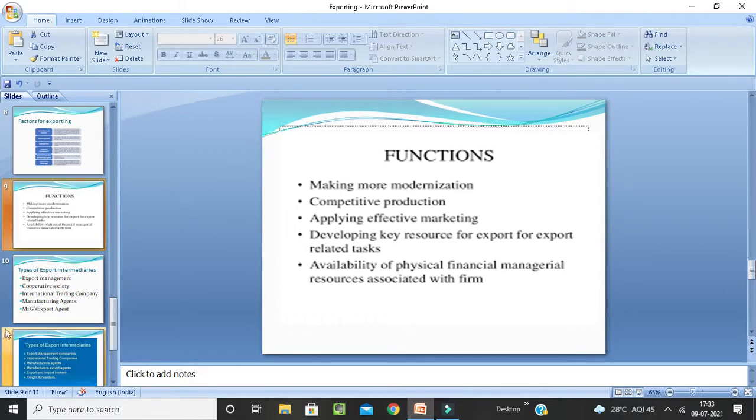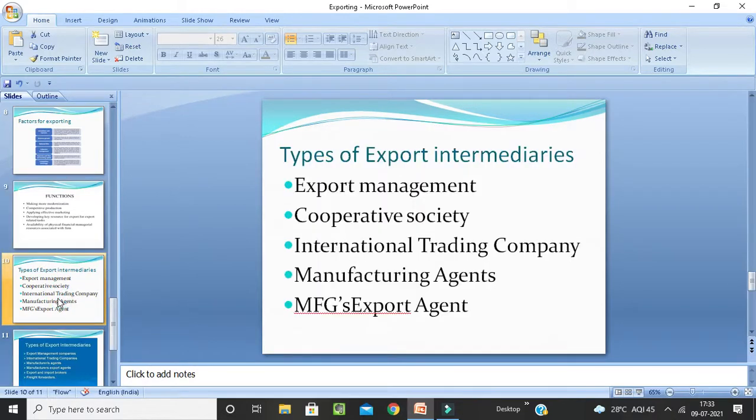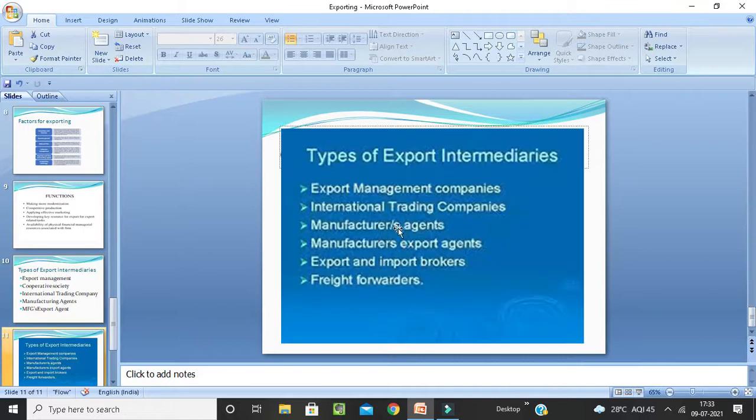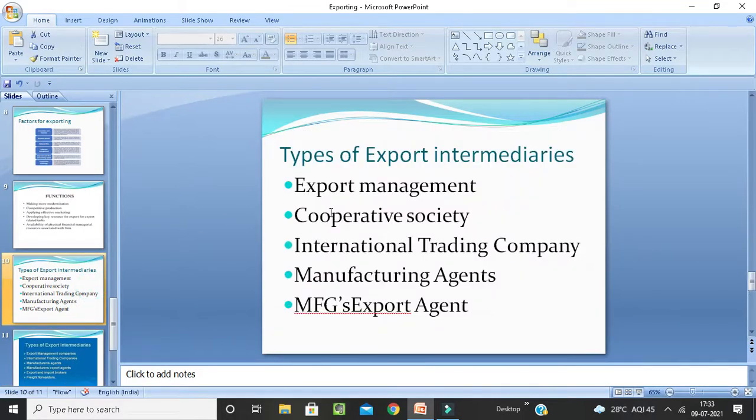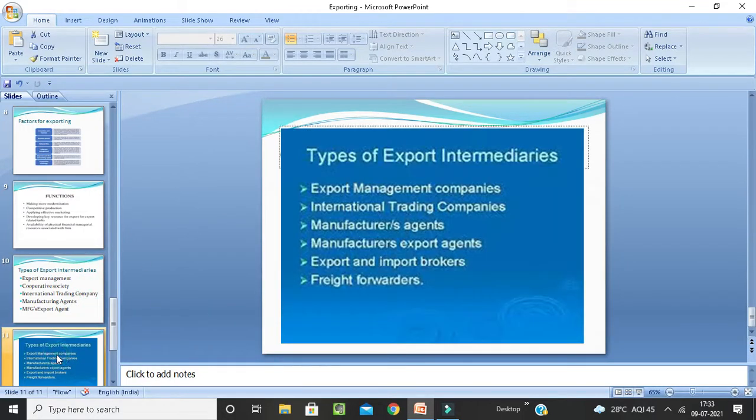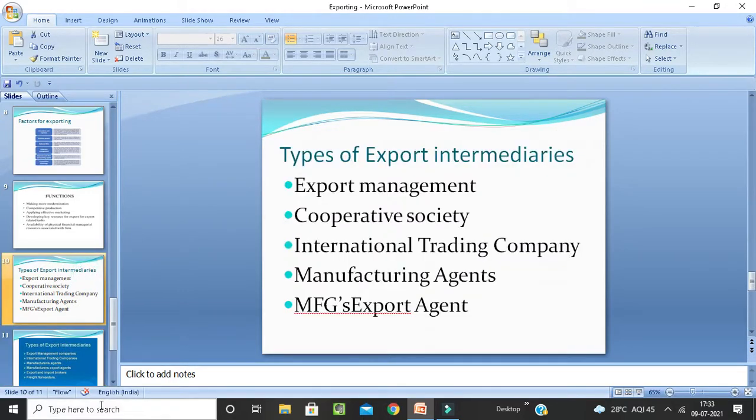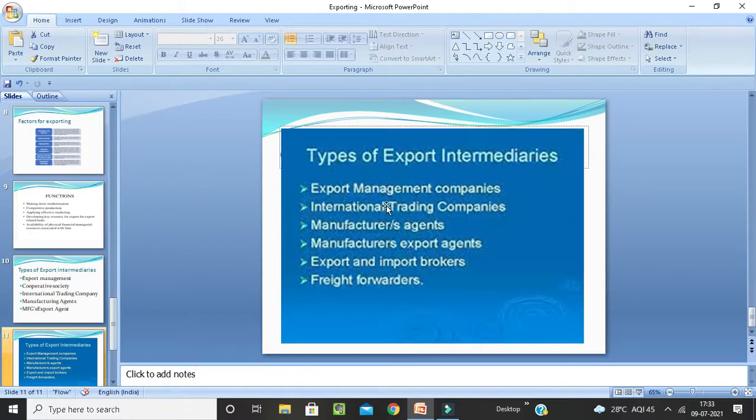Now, the last one is types of export intermediaries. The same thing that is here has been mentioned here, but we are adding one or two more points. Let us see export management. In export management, the companies will have their own management. That means top level management will be there, middle level management will be there, low level management will be there. What is their criteria?